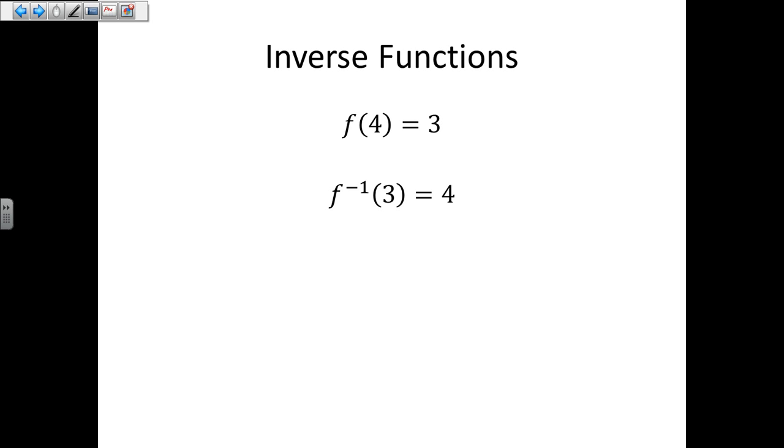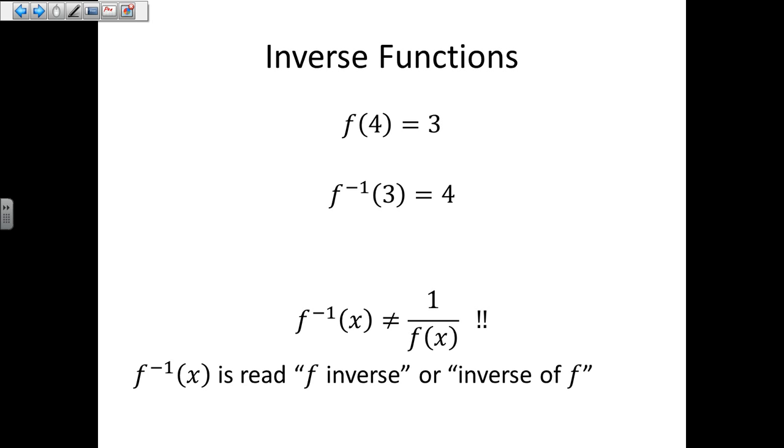We denote an inverse with this -1 in the power location. Now, this is not 1 over f of x. This is using the -1 for a very different reason. Okay, f inverse of x does not mean 1 over f of x. Okay, it's not that simple. Don't think it is. It's actually read f inverse or the inverse of f. So when you see this -1 power on a function, it's f inverse. It is not 1 over f.